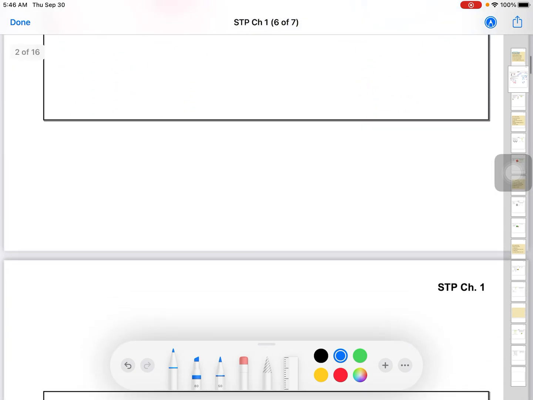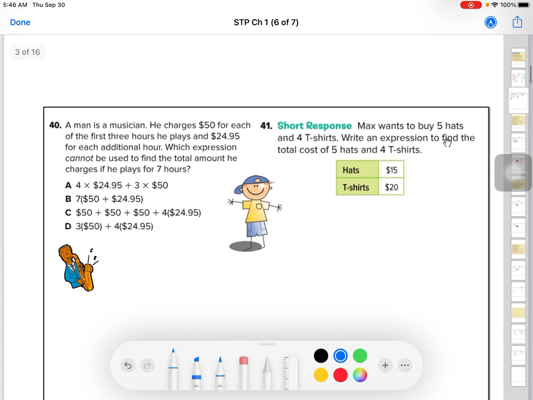All right. Number 40 and 41 went back to your expressions. And so in 40, you just had to answer it, but you also got to read carefully. And I know you've been practicing reading questions in English and understanding what they're asking. So this said, a man is a musician. He charges $50 for the first 3 hours and $24.95 for each additional hour. Which expression, look at that word, cannot be used to find the total amount of charges if he played for 7 hours?